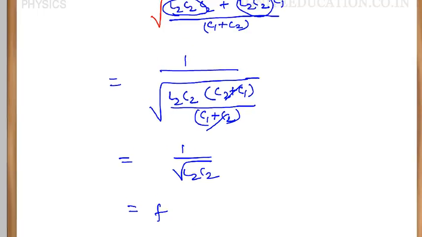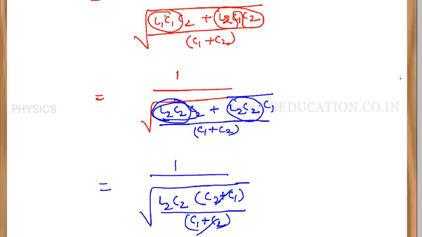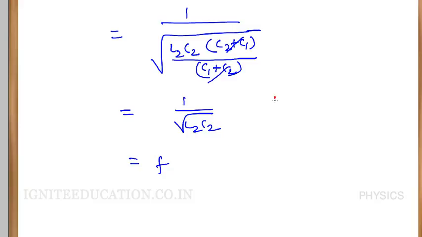In this expression you substituted L2 C2 instead of L1 C1. If you substitute L1 C1 instead of L2 C2 here, you will get an expression in terms of 1 by root L1 C1, which is also the same as f. So the final resonant frequency, even after you combine them in series, is also f.